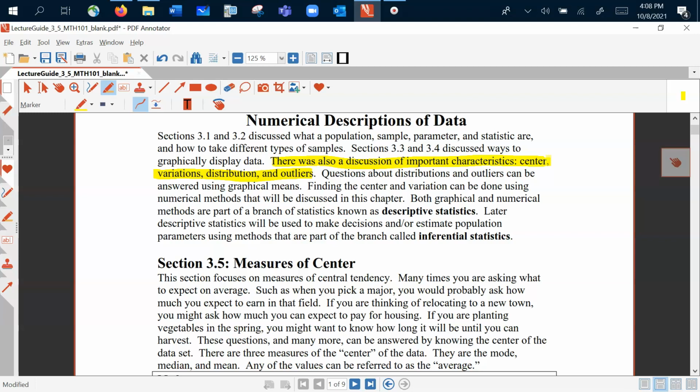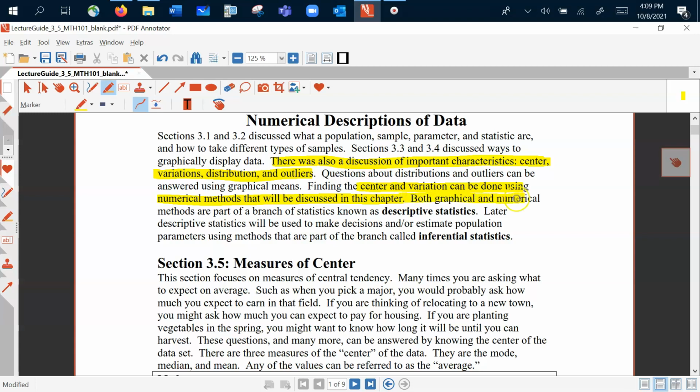We're often interested in how the data varies about a center. We're often interested in the distribution of the data, and we could see that when we looked at a histogram, and we're also interested in outliers. So these questions about distributions and outliers can be answered using graphical means, but finding the center and a measure of variation can be computed using numerical methods, meaning technology can be used. You, of course, could do these by hand, but we're not a class of computing things by hand. We'll use technology to compute both a measure of center and variation.